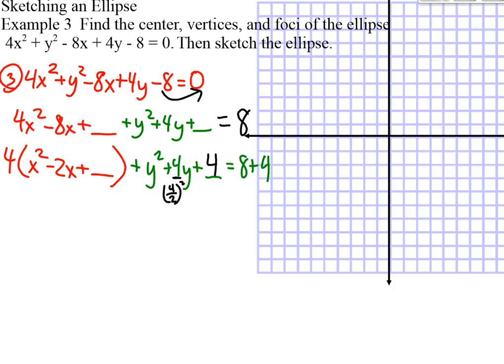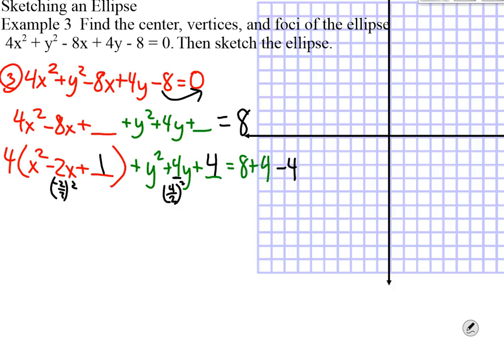Then on this other one, when I complete this square, -2 divided by 2 is -1, and then squared is 1. So I'm adding 1 here, but when I'm adding 1 there, I'm really adding how much? 4. So I have to add 4 on the other side for that one as well.